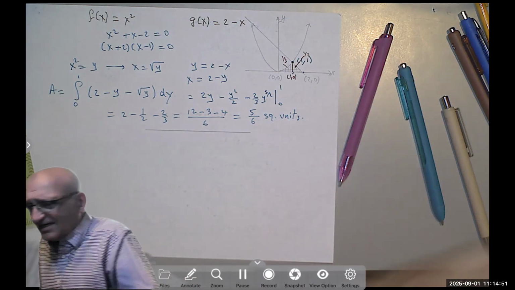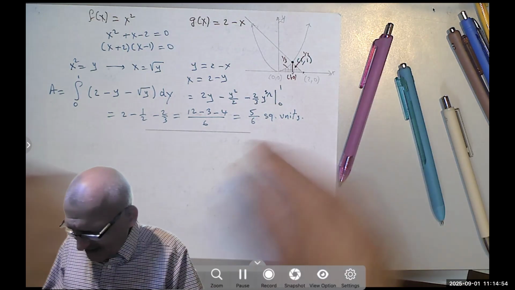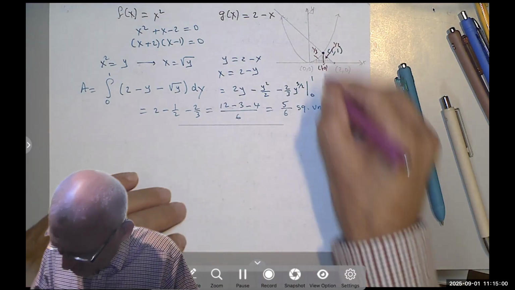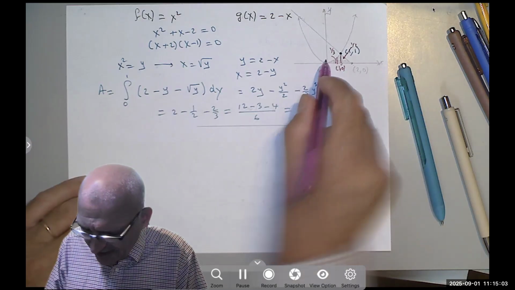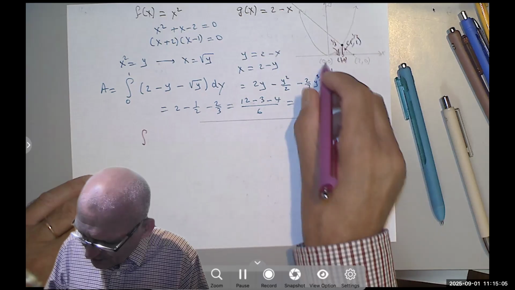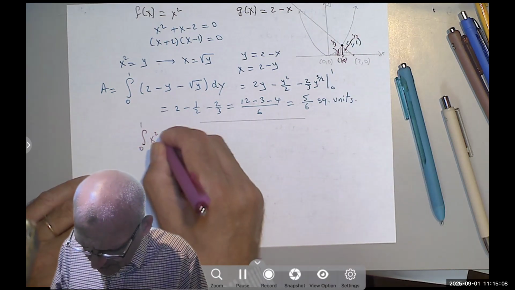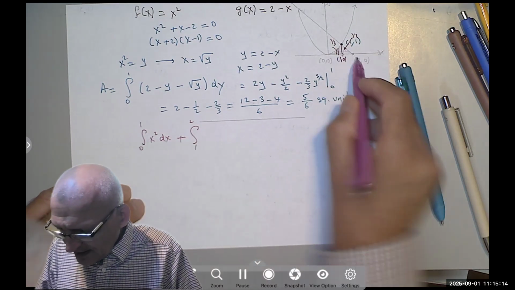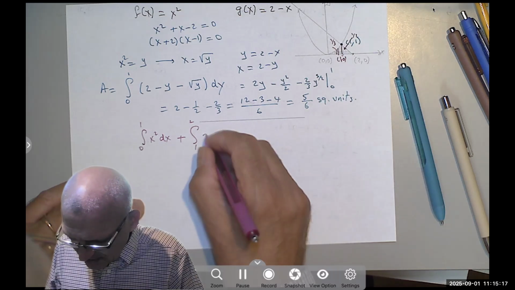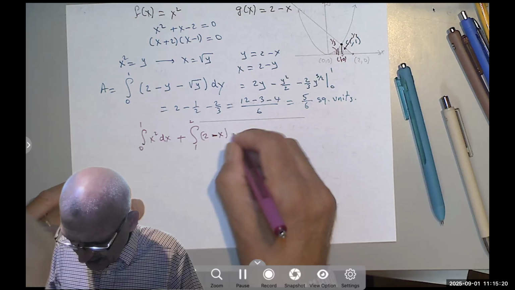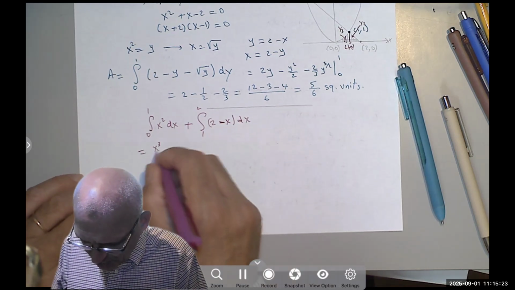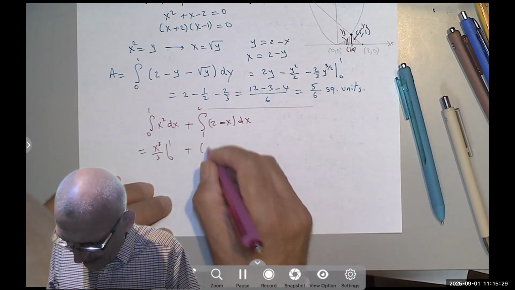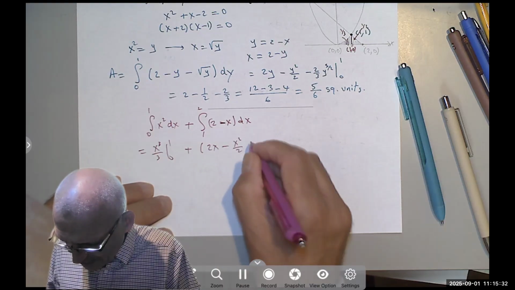But I don't know that. I don't know the area of a triangle. I'm a very old man. I'm going to do it the way I was taught at school. I'm going to take this strip, which is x squared minus 0, and I'm going to integrate it from 0 to 1. And then I'm going to integrate from 1 to 2 this straight line that says 2 minus x dx. So this will give me x cubed over 3 evaluated from 0 to 1. That will give me 2x minus x squared over 2 evaluated from 1 to 2.